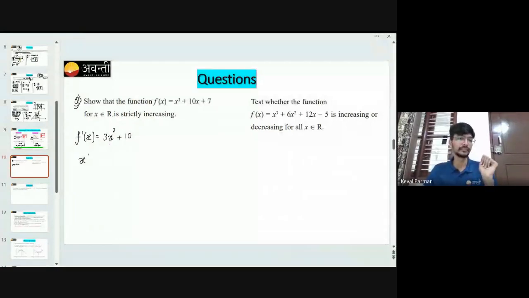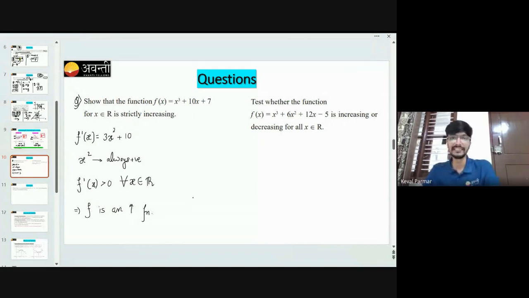x square, a quantity which is squared, will always be positive. And if this is always positive, we are multiplying with 3 and adding 10. That means f dash of x will always be greater than 0 for all x belongs to real numbers. That means if f dash of x is greater than 0, it implies the function f is an increasing function. Got it?